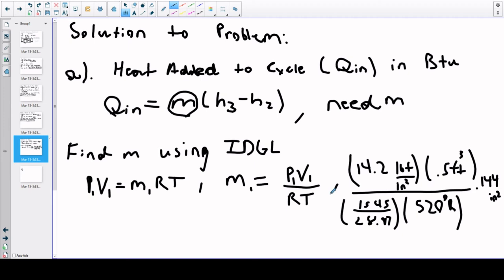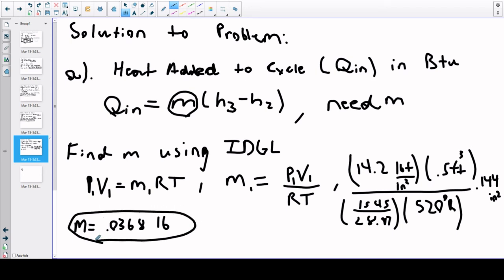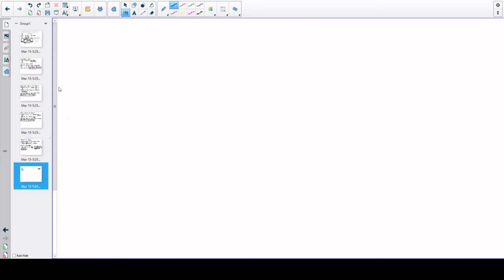I think that's it for now, because there's no BTUs we have to get rid of. So I think that's what you get rid of, because there's a foot on the bottom that comes up as well. And so you end up getting 0.0368.